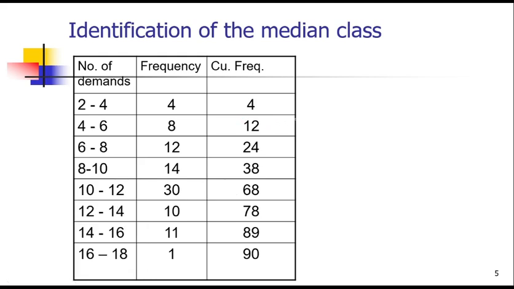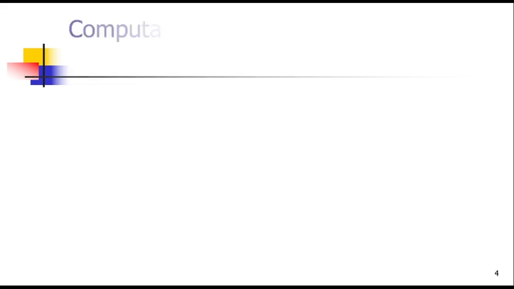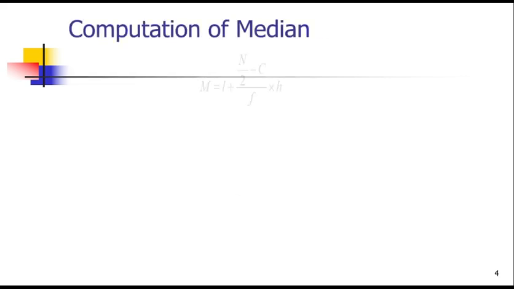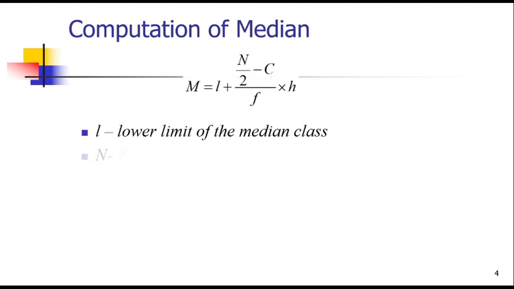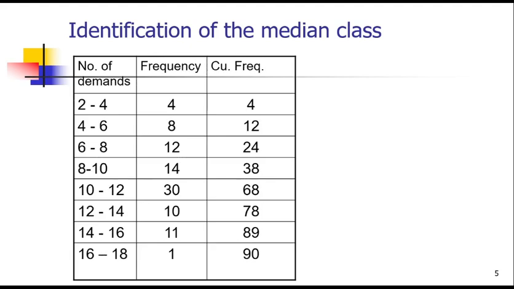Now, using this information, we will first find the median class. For the median class, this is the formula for identifying it. We compute n by 2, because if you look at the previous slide, you will find that in the formula for the median, n by 2 is very prominent. So that is what we require to compute for the median class. So first we compute n by 2. What is n by 2? N is the total frequency, that is 90. 90 by 2 is equal to 45. So 45 is the value of n by 2.